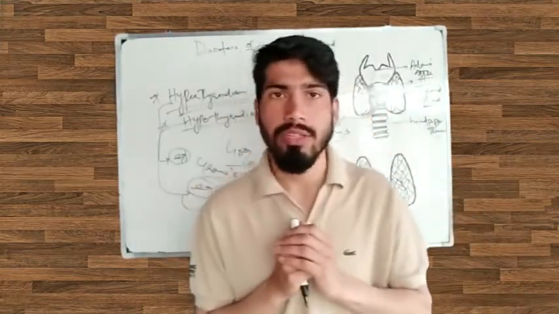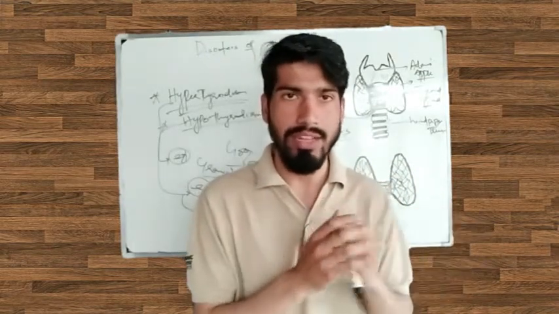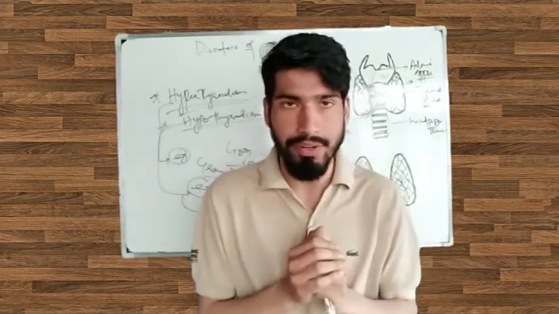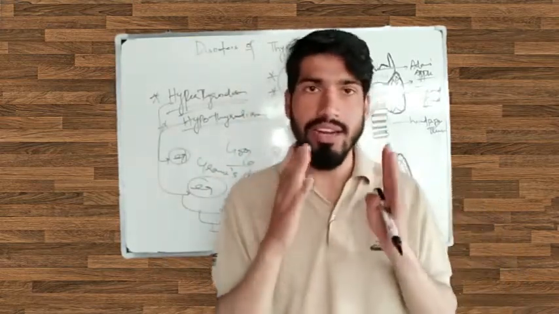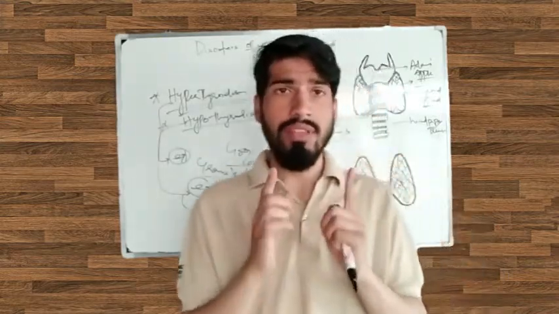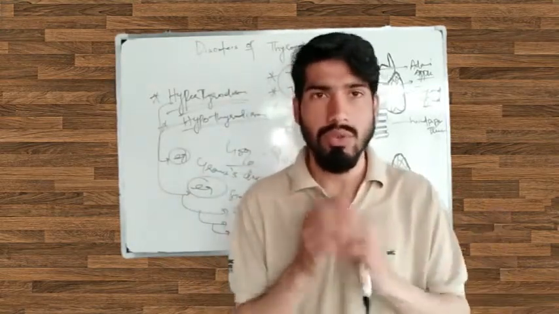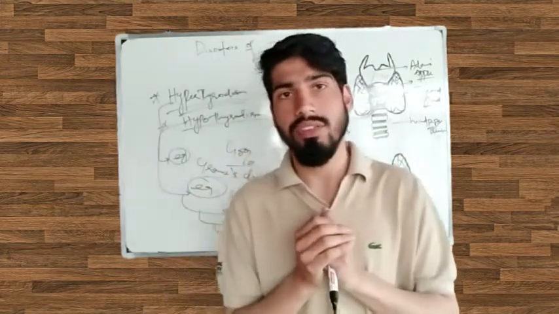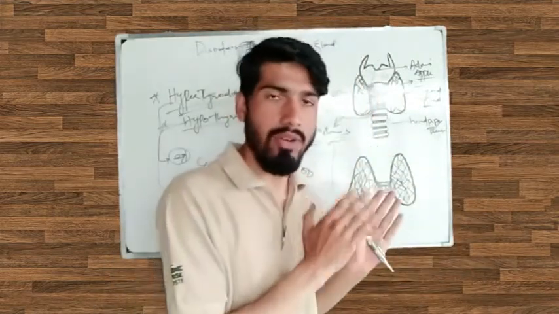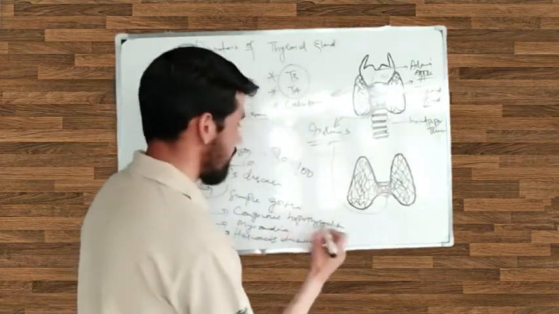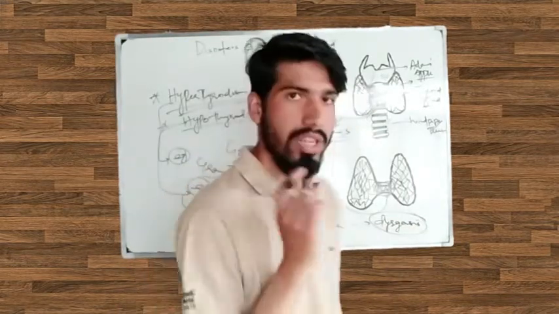So in congenital hypothyroidism, what happens in this situation? The thyroid gland is absent at the beginning, or maybe it is under development. This condition happens in babies. When the gland is absent or under development, that condition is called dysgenesis.